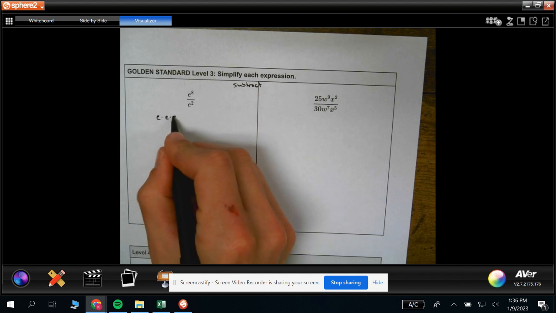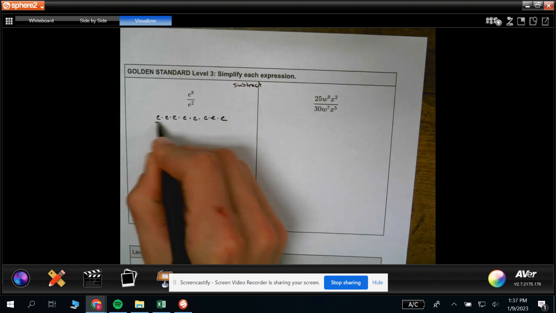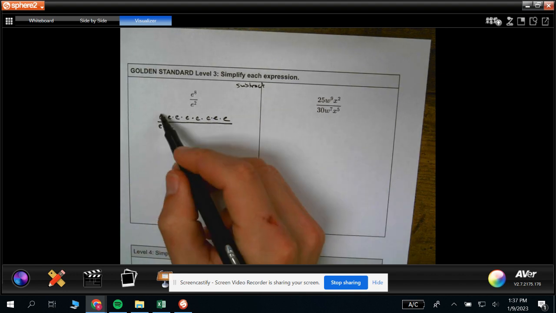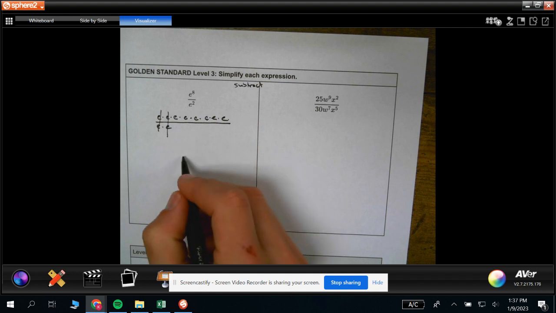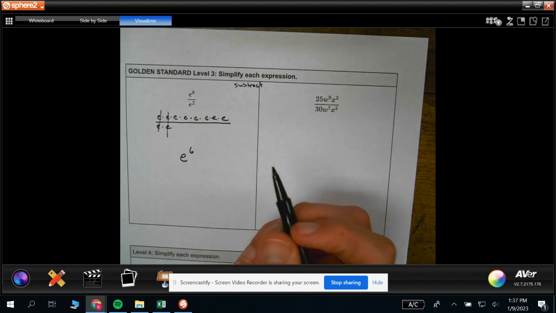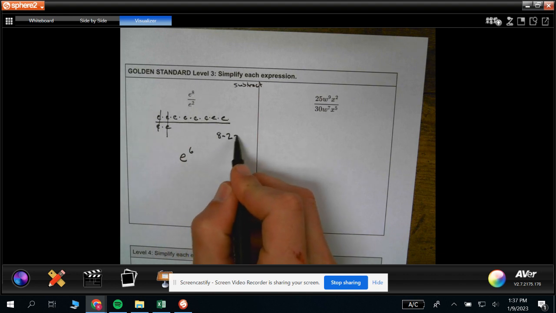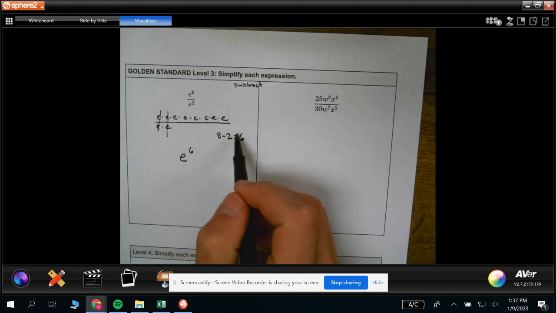That's like e times e times e times e times e times e times e times e over e times e. When we cancel out, what are we left with? We're left with 1, 2, 3, 4, 5, 6. e to the 6th. We could have also seen this from looking at e to the 8th over e squared. 8 minus 2 equals 6. Because they're canceled out, we take them away.